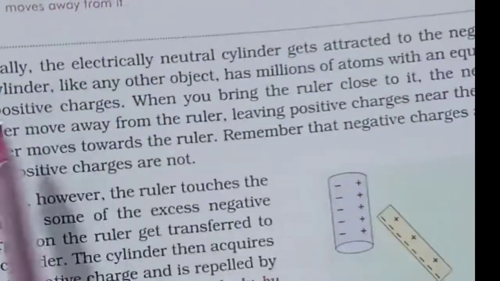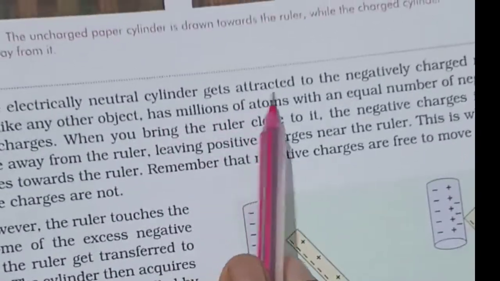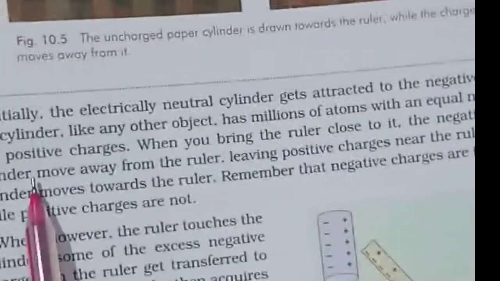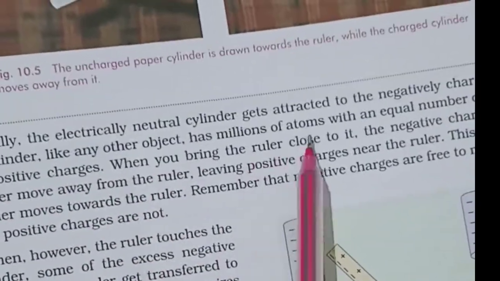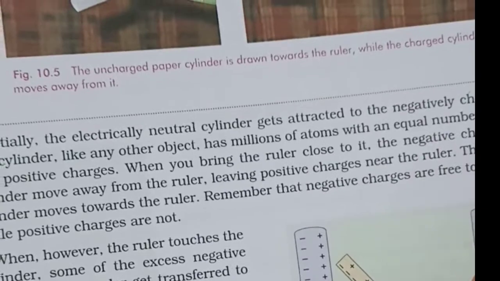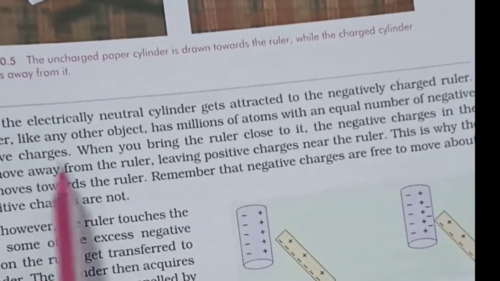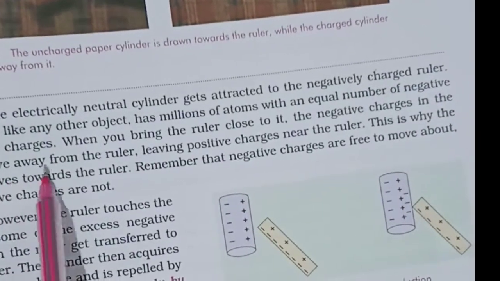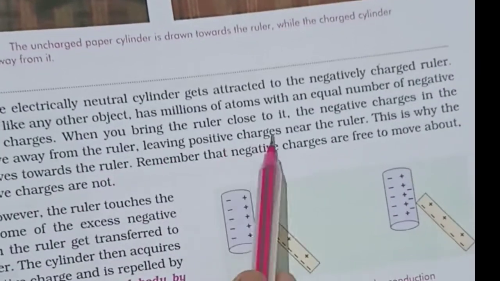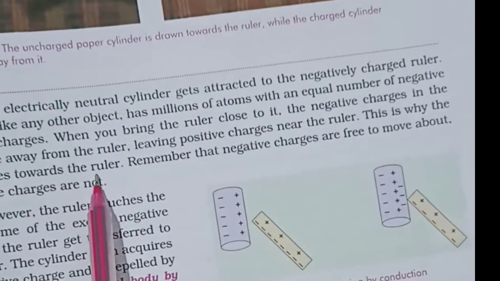Let us see what the book is telling us now. Initially, the electrically neutral cylinder gets attracted to the negatively charged ruler. I told you this one. The cylinder, like any other object, has millions of atoms with an equal number of negative and positive charges. When we bring the ruler close to it, the negative charge in the cylinder moves away from the ruler, leaving positive charge near the ruler. And therefore, the cylinder moves towards the ruler.